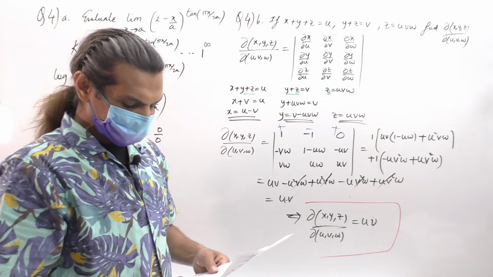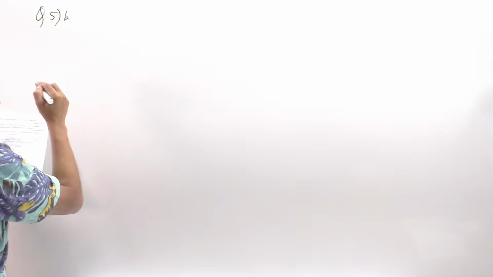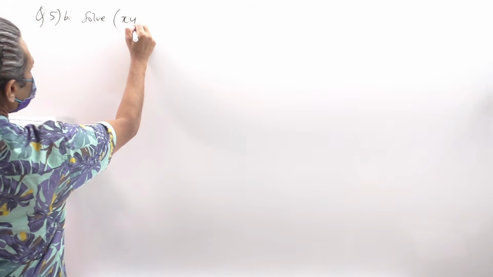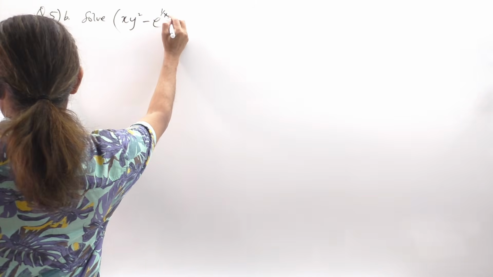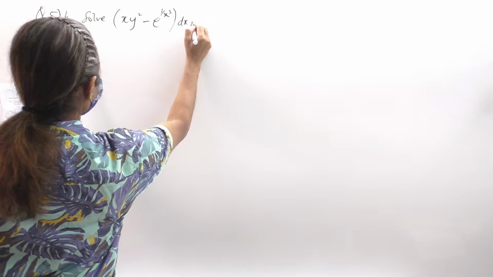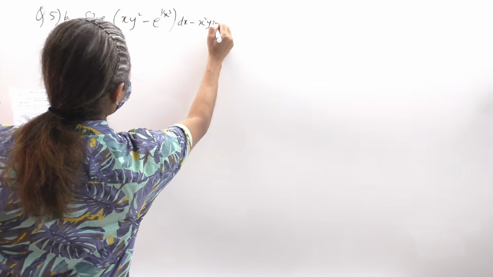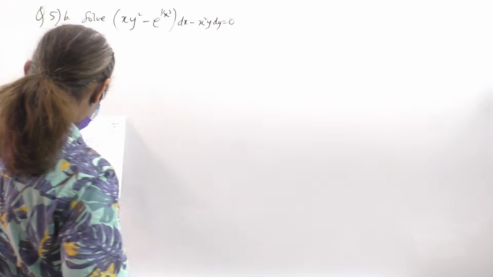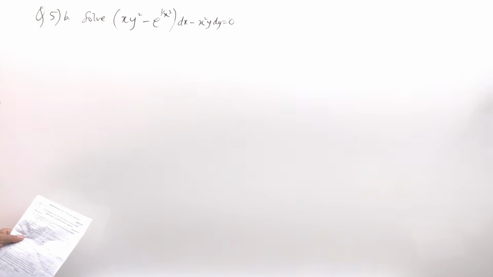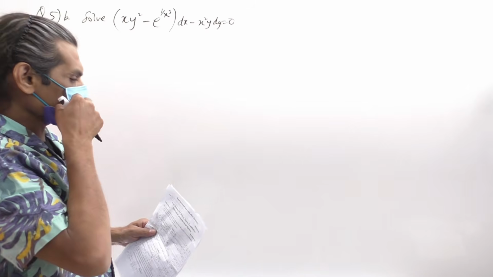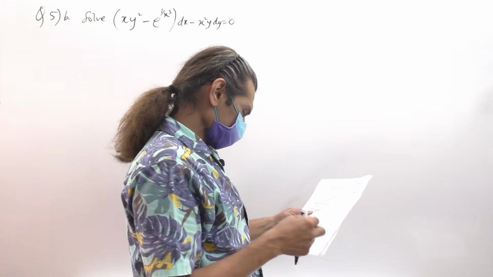So now let's move on with module 3. Question number 5b is: solve (xy square minus e raised to 1 by x cube) dx minus x square y dy is equal to 0. As per the syllabus, you have exact, reducible to exact, and linear. So let's see what type this is now.